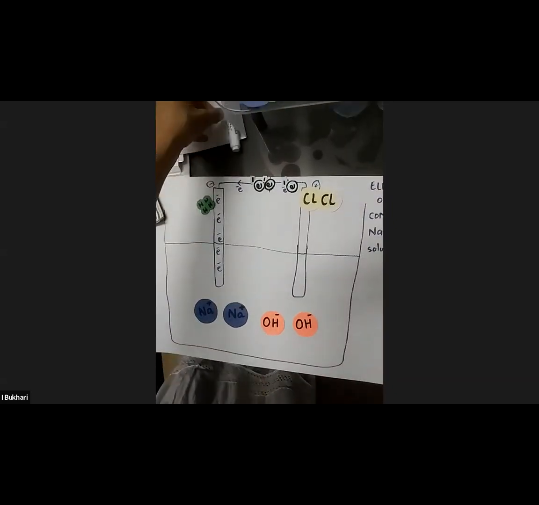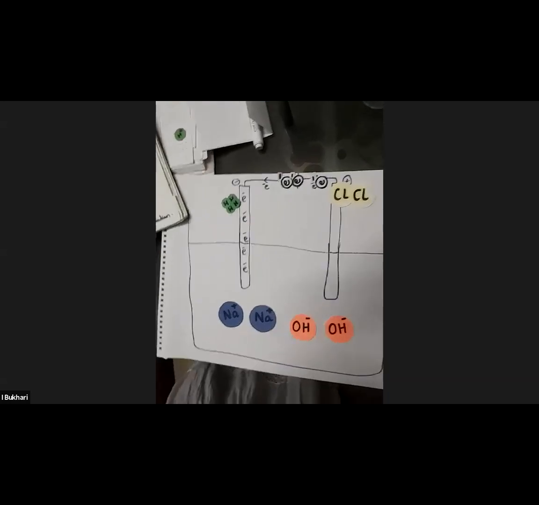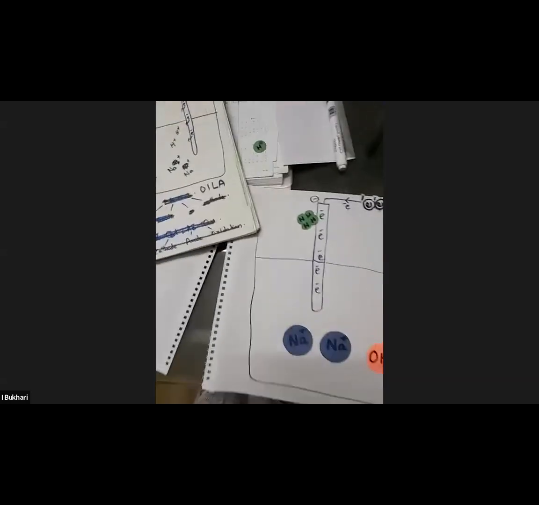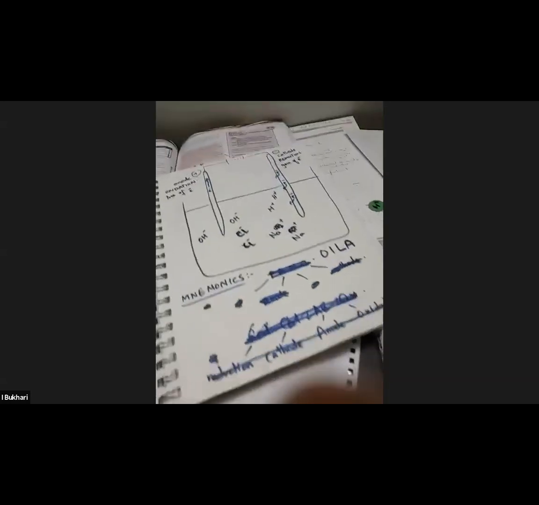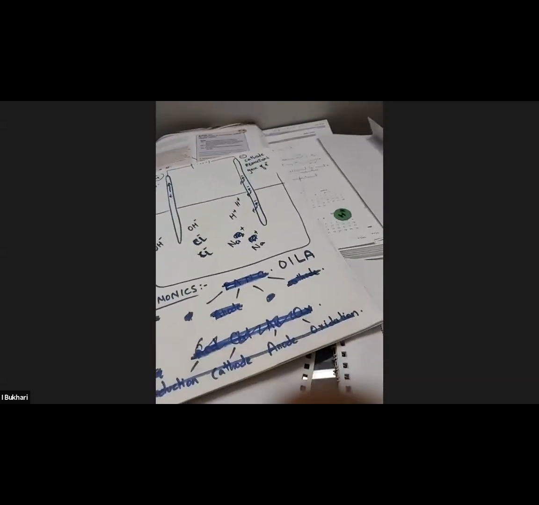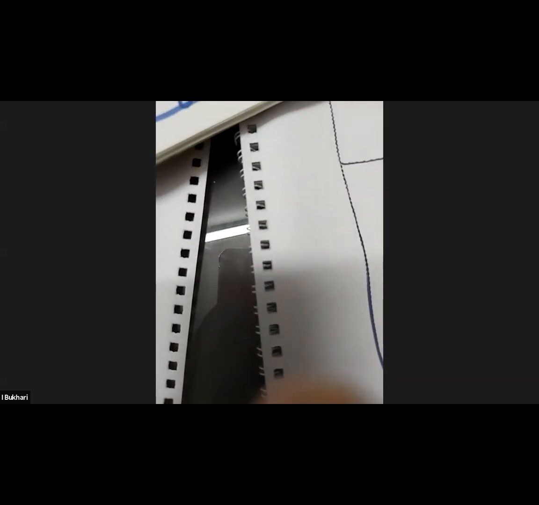Can anybody tell me, are all the cations metals? No. Okay. Can you name a few non-metal cations? Can you name non-metal cations?